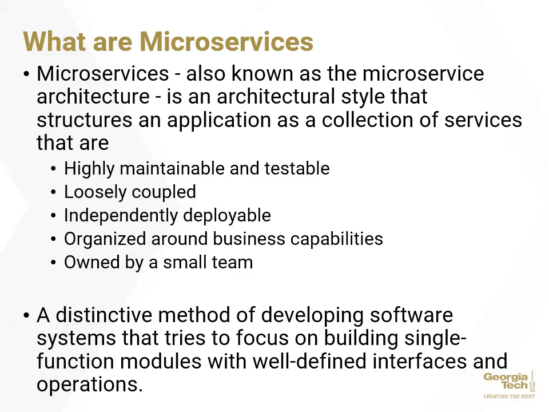Now that we have a good introduction about Docker, our next topic would be microservices. What are microservices? The microservice architecture is an architectural style that structures an application as a collection of services that are highly maintainable and testable, loosely coupled, independently deployable, and organized around business capabilities. You can also say that it's a distinctive method of developing software systems that tries to focus on building single function modules with well-defined interfaces and operations. Or, in very simple words, microservices are a design pattern for breaking down large architectures into small independent services.